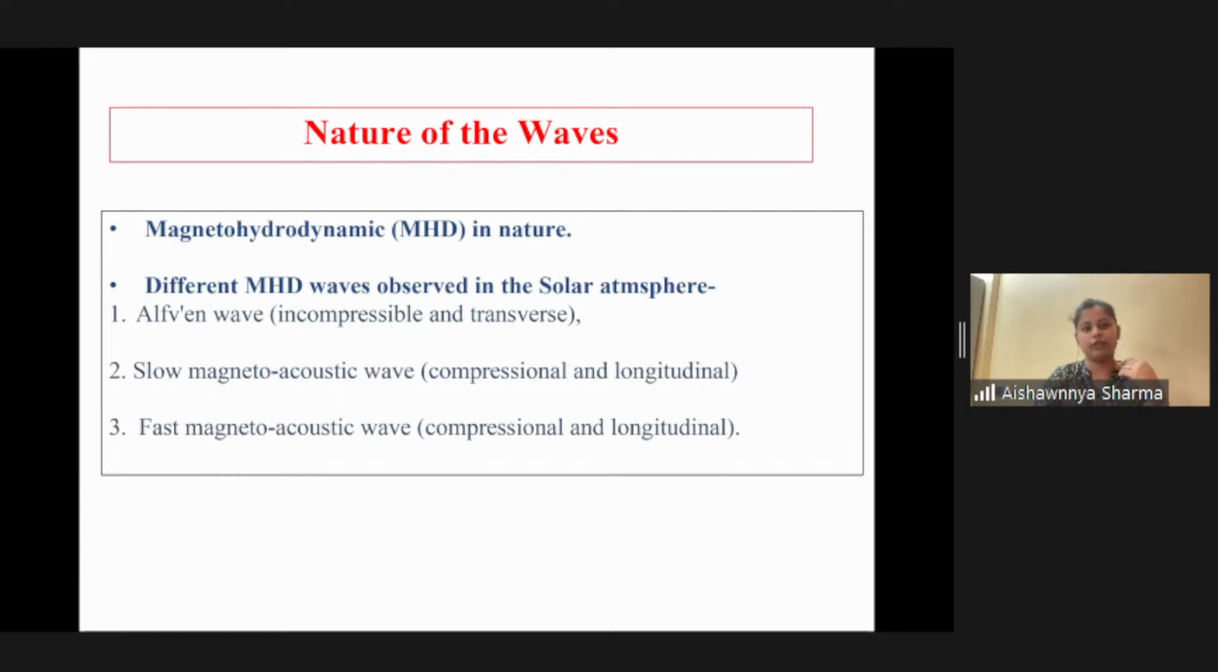And finally, we have the fast magnetoacoustic waves. They are compressional, meaning they show intensity variation, and they are again longitudinal waves, like slow waves. But the thing is, their velocity is very high. It's more than 1000 kilometers per second. That's why they are called fast magnetoacoustic waves. Next slide.